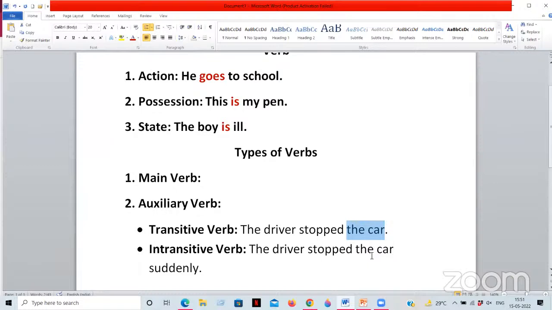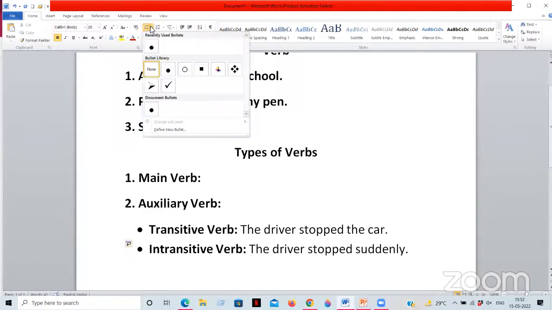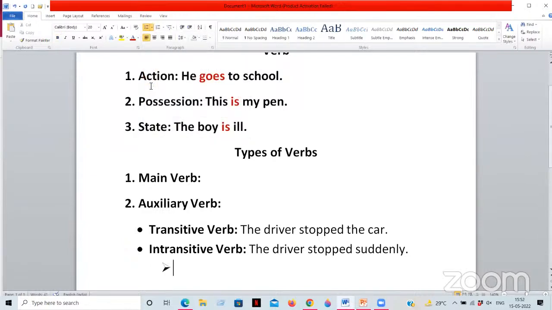But here in this sentence, suddenly is not an object. Why? Because this is not a noun or pronoun. This is an adverb. So that's why when a verb takes an object with it, it becomes a transitive verb. And when it doesn't take any object with it, it becomes an intransitive verb. I hope it is clear, because based on object, verbs can be divided into two categories. One is transitive, another one is intransitive.